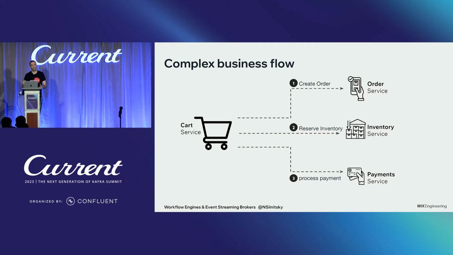So we have the cart service. It manages the different items in the cart. Then it starts the checkout flow, and it will interact with the order service that manages orders. We'll first create an order. Then we'll interact with the inventory service that manages product inventory, and we'll reserve the inventory. And finally, we'll do payment processing with the payment service.